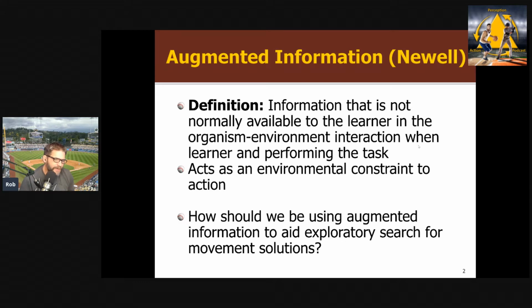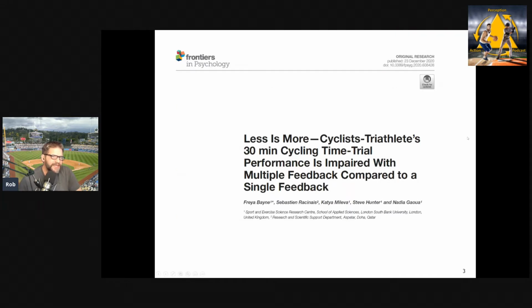And as I said, the key question for me is what's the best way to give this to an athlete? It's probably not one answer, but what are the best practices for using this, from an ecological approach? What we want to do is use this to help guide the athlete's search for an optimal solution, right? So how can we use this information to help them do that? That is the key question. So this study looked at an interesting question within that: how much feedback, how many different sources of information, should we give in terms of this augmented information.